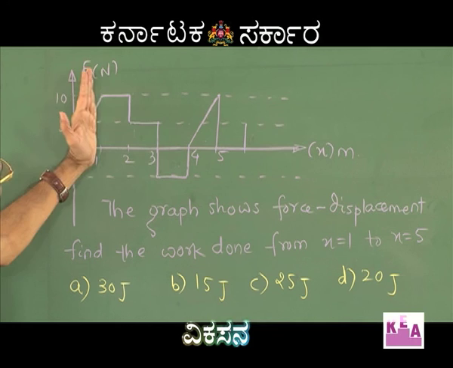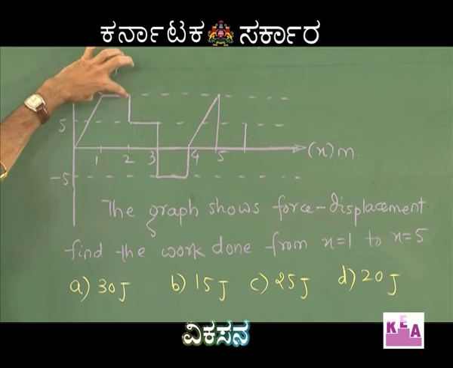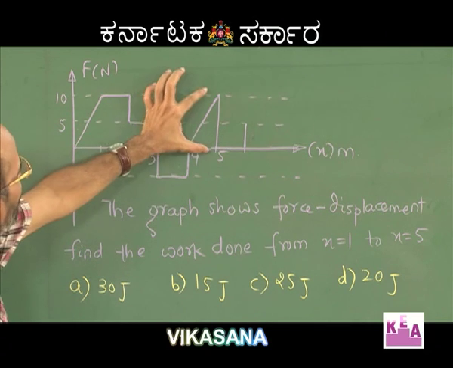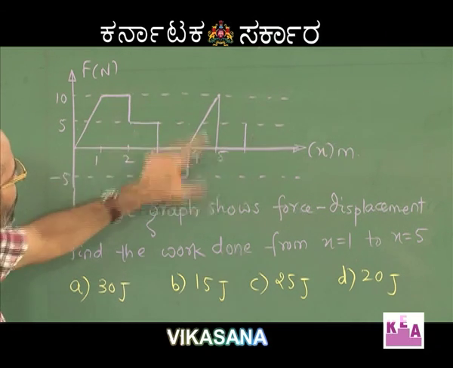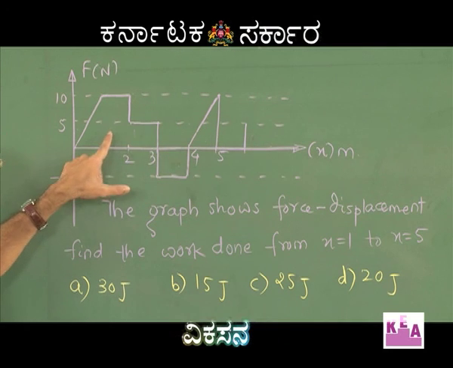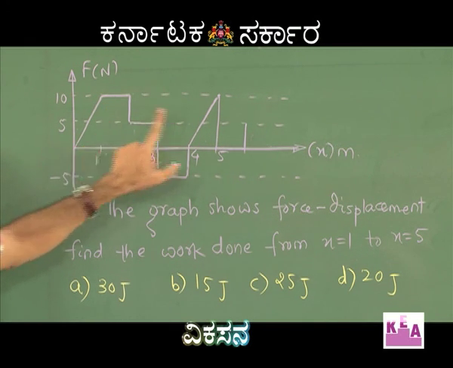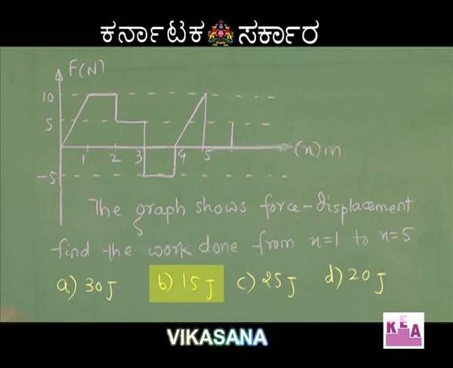So, the area of this rectangle will be 1 multiplied by 10 and the area of this triangle will be half multiplied by 10. So, this half multiplied by 10 will give you 5 and this 10 multiplied by 1 will give you 10, and that makes the answer 10 plus 5, which is equal to 15 joules, which is nothing but our B option. So, that is the correct answer.